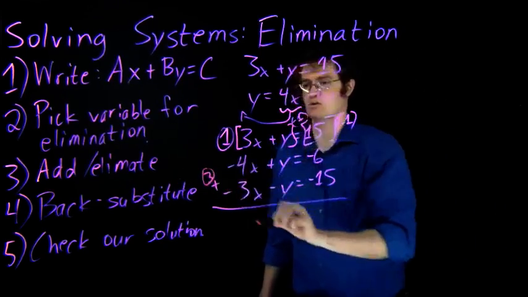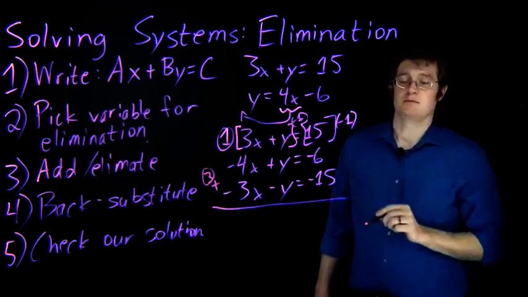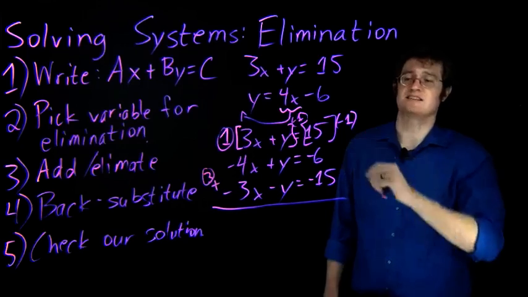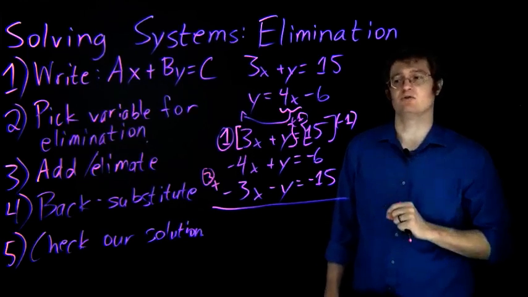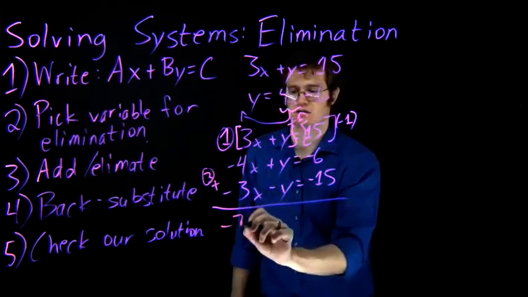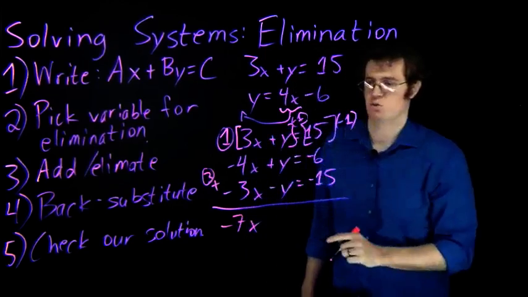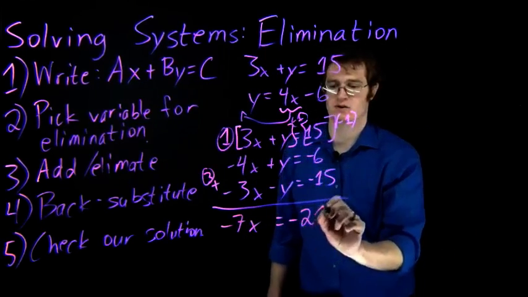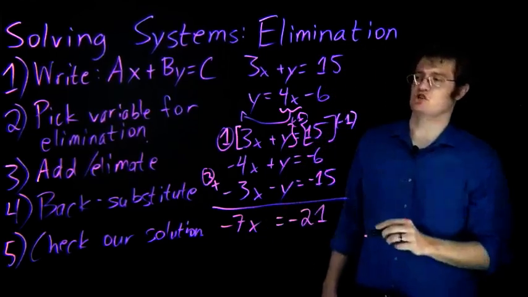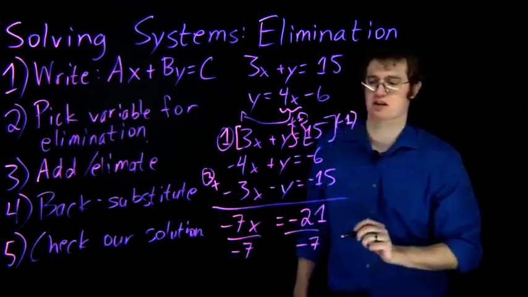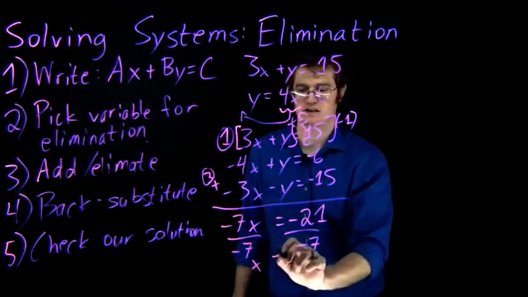So this is step 3. y and minus y are just going to cancel out. And that's really what we're going for, is to take a system that has two variables and reduce it down to a single linear equation that has one. So we add these together, I'll get negative 7x plus y minus y is 0, and this equals negative 21. If I finish solving for x, divide both sides by minus 7, so that I get x equals 3.